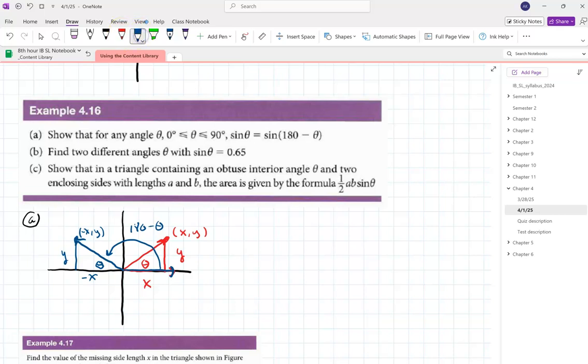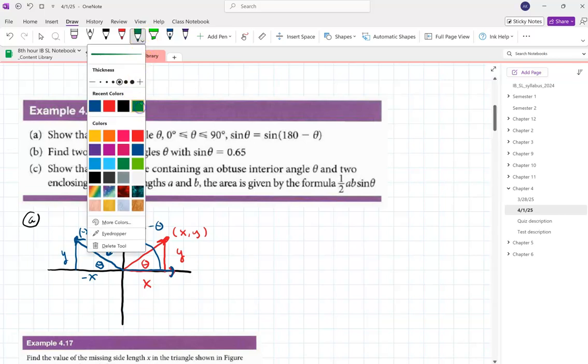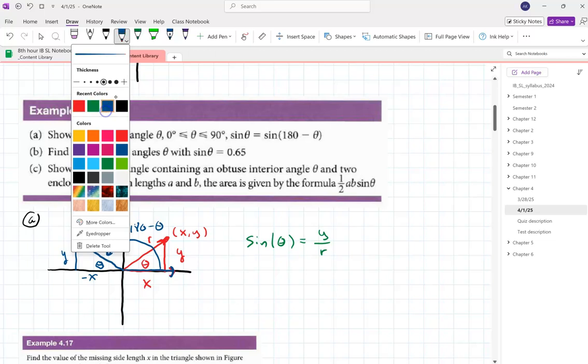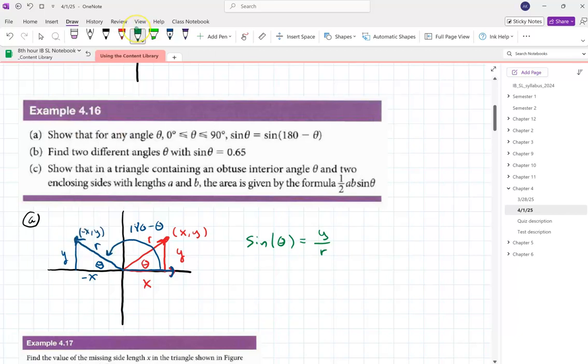But I should observe that sine of theta is going to be y over, well, let's just call it r for hypotenuse. It's a pretty standard letter for a hypotenuse. And sine of 180 minus theta will also be y over r. I think we did it, right? Yeah, because they got the same thing.